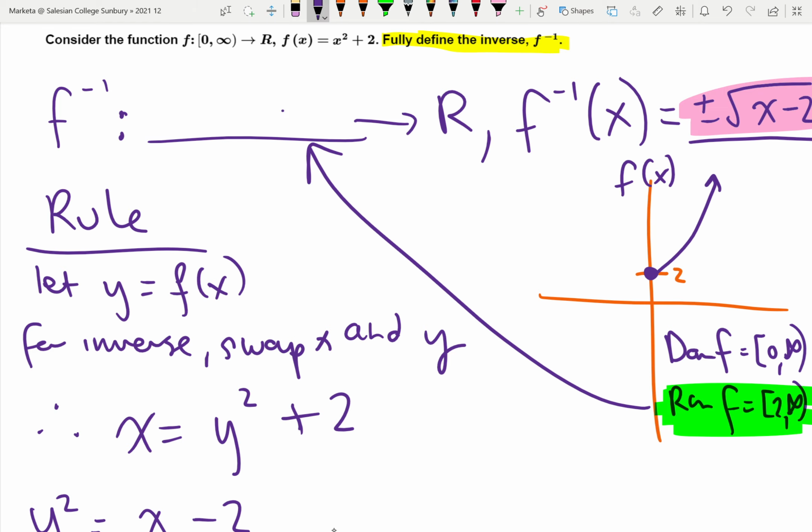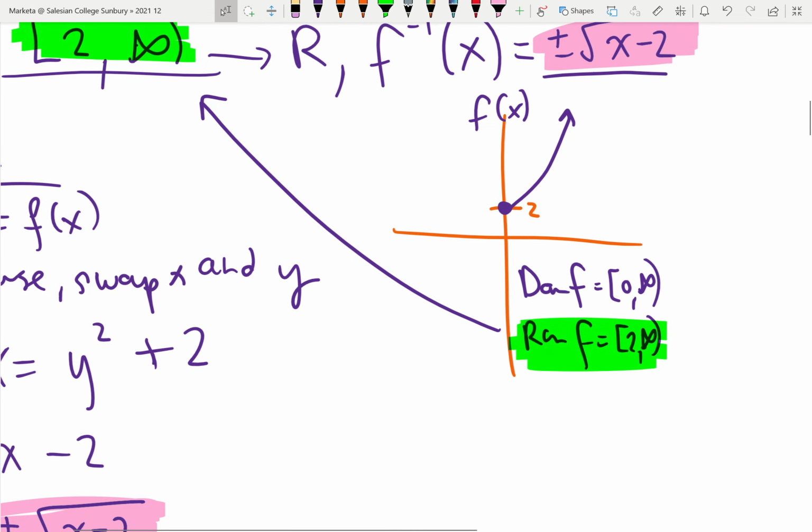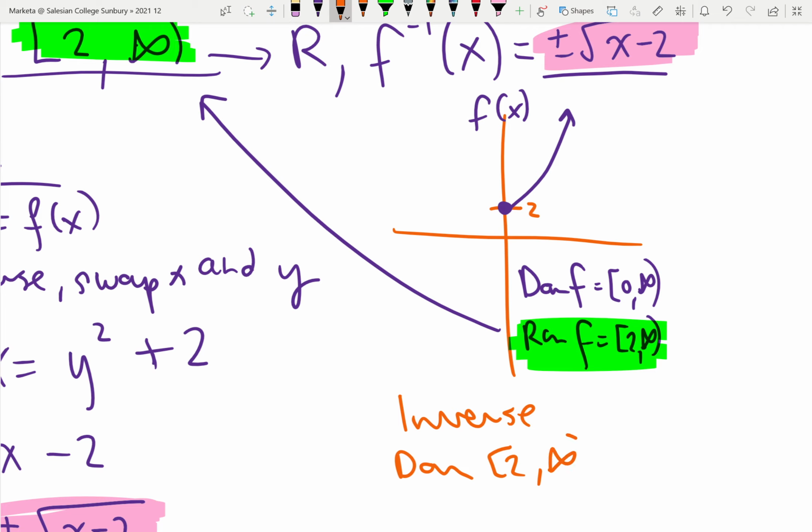There we go. So from 2 to infinity. And the only leftover bit to do is to decide, well, are we using the positive or negative part of the root graph there? So let's see. We know that our root graph, so our inverse, the domain is going to be from 2 to infinity, and the range is going to be from 0 to infinity.